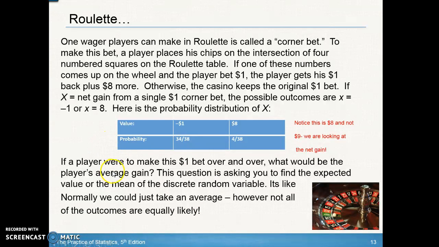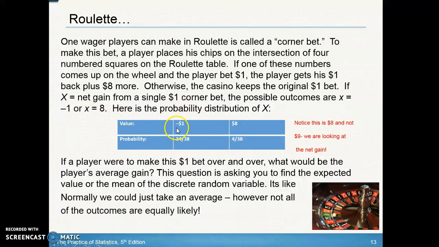So let's just say a player were to make this $1 bet over and over and over again. So they're at the casino and did this 1,000 times. What would your average gain be? This question is basically asking you to find the expected value or the mean of this discrete random variable. It's basically like taking an average. However, in this case, we can't just take an average because not all outcomes are equally likely.